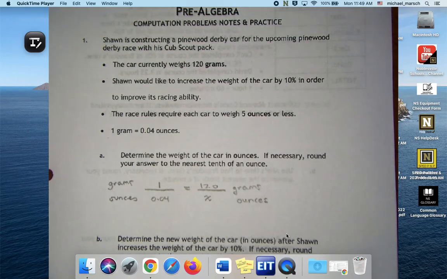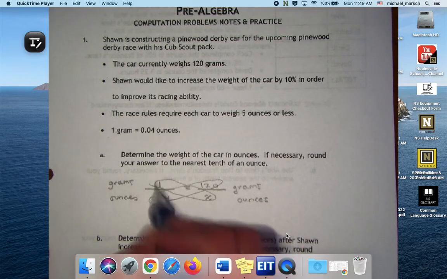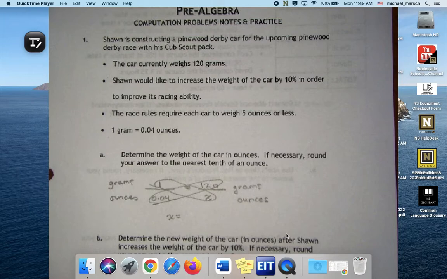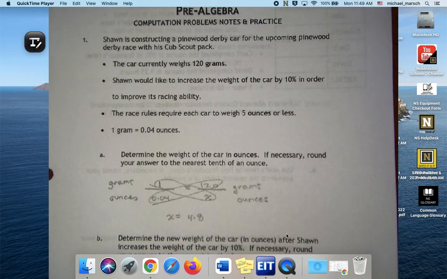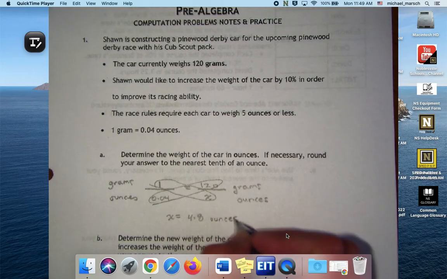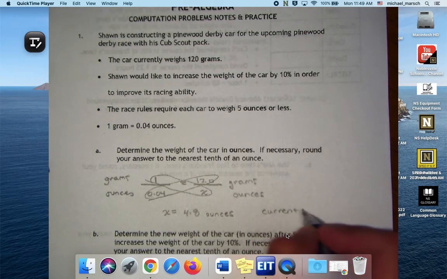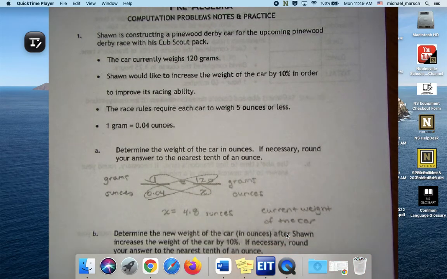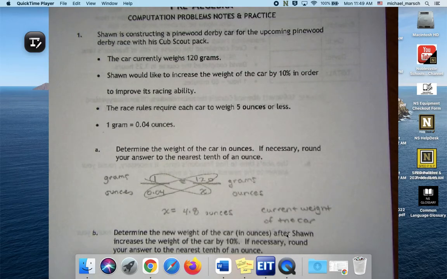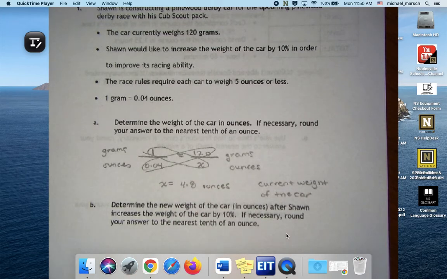Yep, so we have our calculators. We're going to do our loopsy-loops here. X equals 4.8. And that's ounces. And then we're going to help ourselves out, but we're going to label that this is the current weight of the car. So as you go along, if you give yourself little reminders of what this actually represents, that will help you when you're going back and putting it all together.